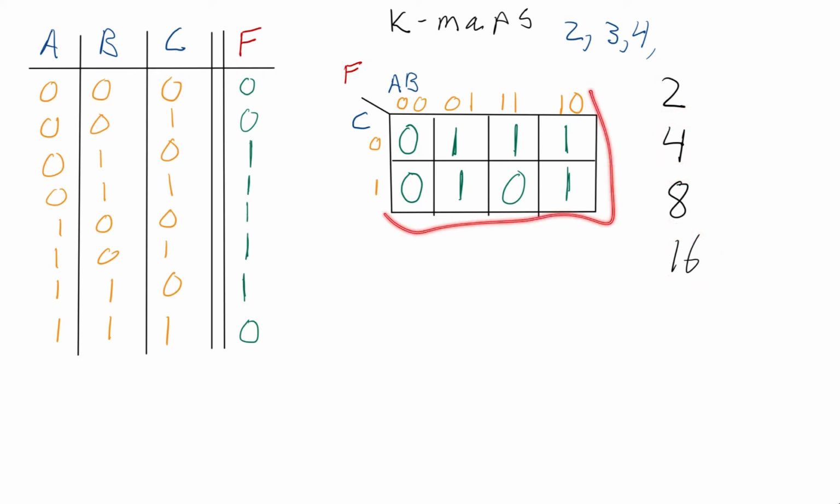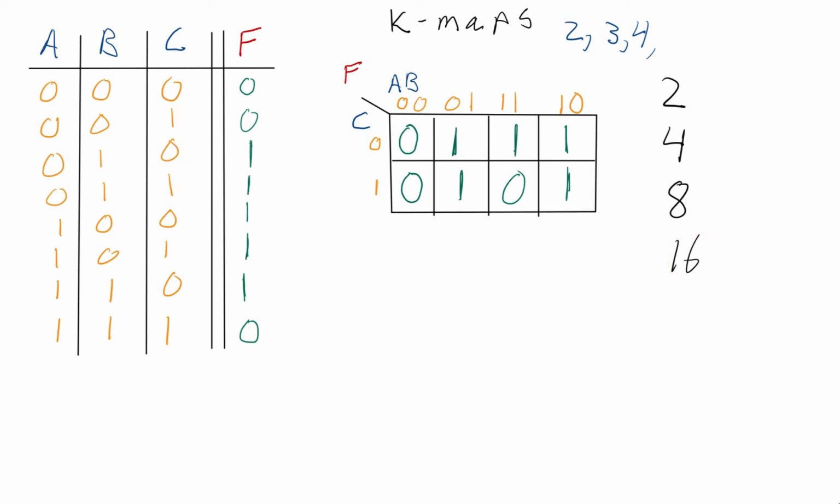Now, in this 2-input K-map, the biggest circle you can make is 8. You obviously can't circle anything more. There's only 8 squares in there. But when we have a 4-input K-map and everything is high, then you could circle all of them.